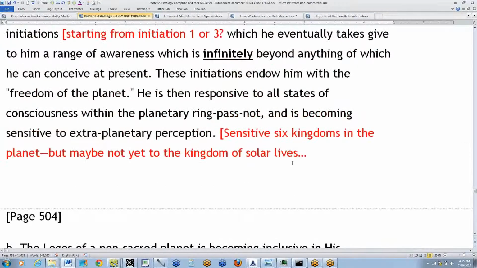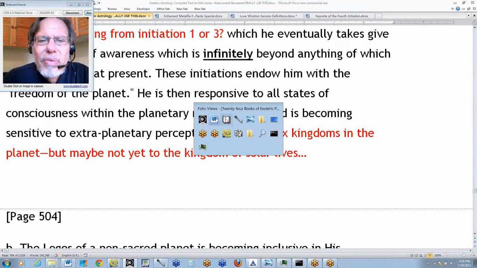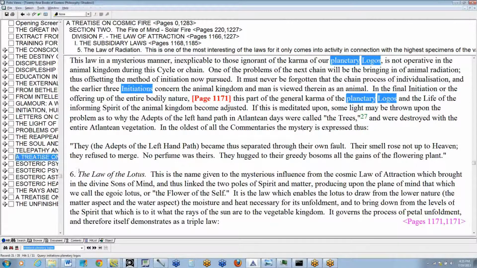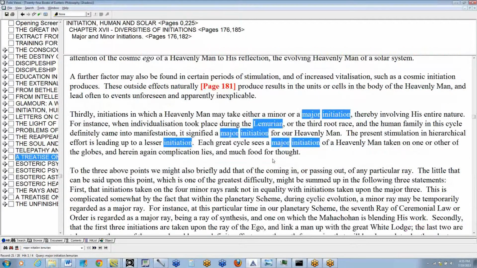It becomes important when we want to know when our planetary logos has taken initiation. Let's just see. I think there's possibly one more. I'm rather stubborn. Major initiation, Lemuria. Oh, I see what the problem is. I'm here in the Treatise on Cosmic Fire. Maybe it's somewhere else. Major initiation, Lemuria. No, still Lemurian. Well, maybe there. Well, okay, here is something.